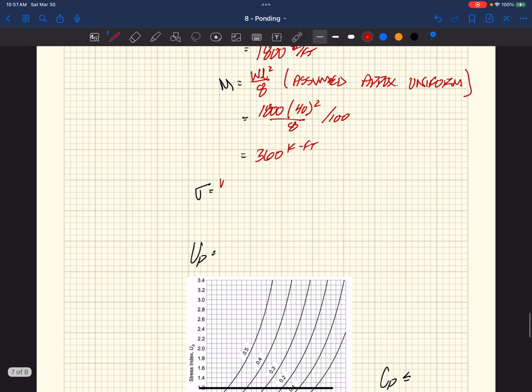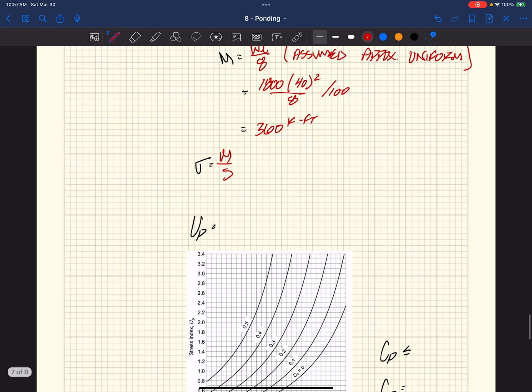So if we look at stress, ASD is going to be M over S. We get 360 kip feet times 12 to get it to kip inches, because we're going to divide it by S, which we get out of our dimensional table is 154 inches to the third. We get 28.1 KSI, right? So not that high, about 50%. That's going to be F naught, right?